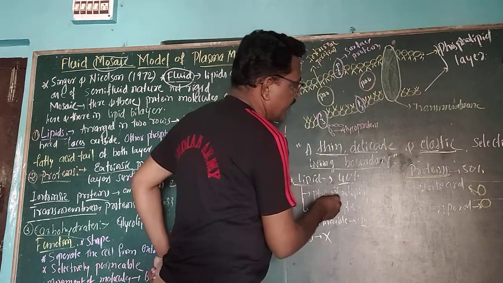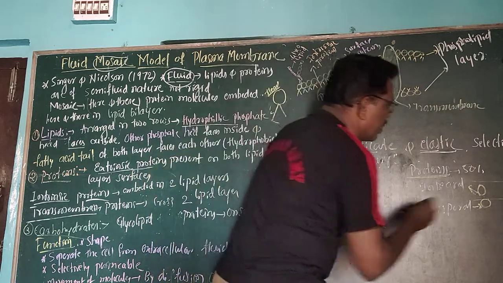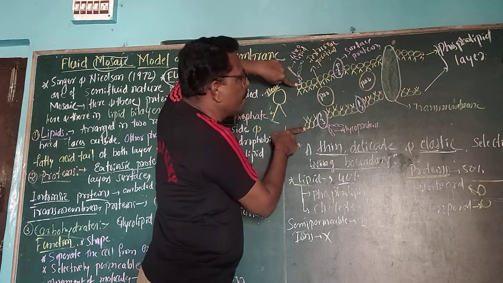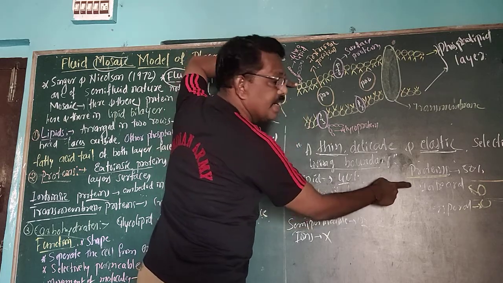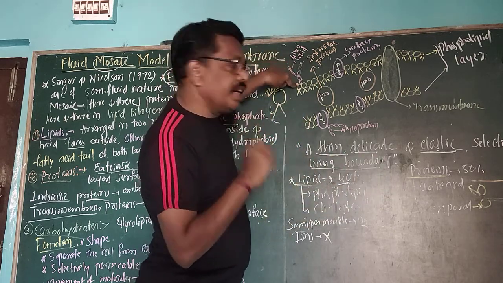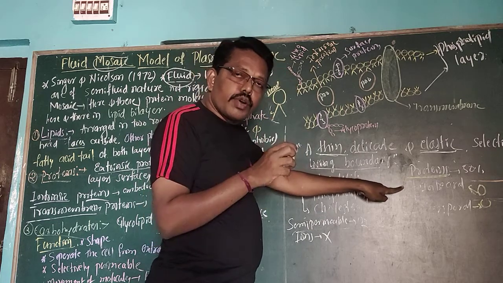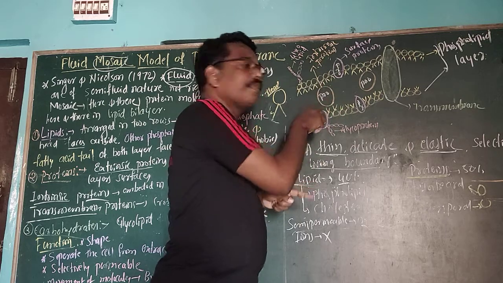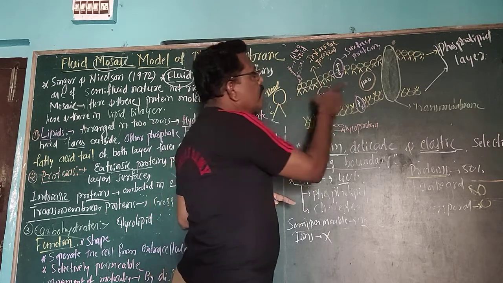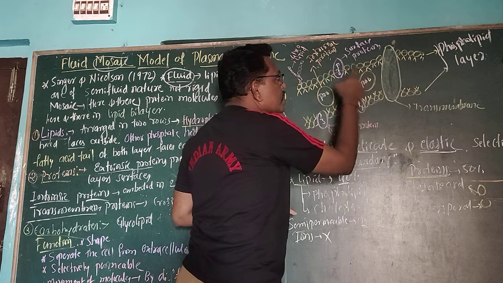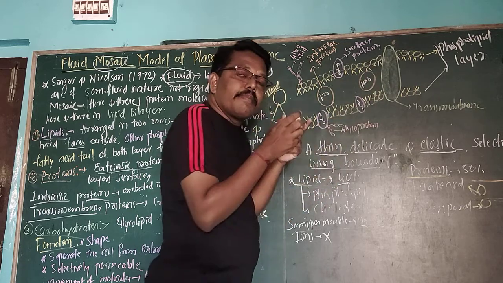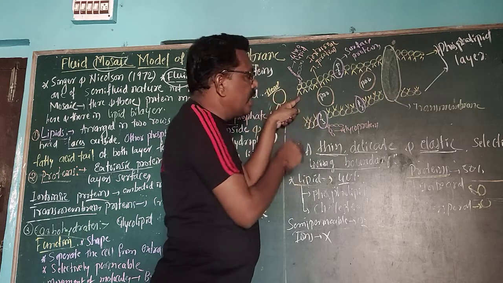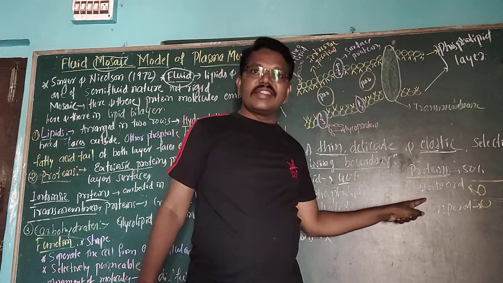Here I want to draw this one, the lipid bilayer. Here integral or intrinsic proteins mean those proteins which are present within, or embedded within, the lipid bilayer. Here you will see the proteins are there. These are completely embedded, present within the lipid bilayer. Those are intrinsic proteins.